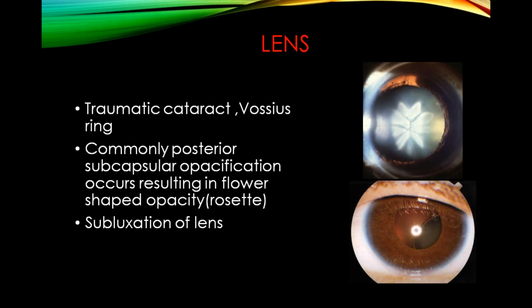Now, what can happen to the lens? If you see in this picture, there is a cataract in the lens. You can see it is in the shape of a flower. So it is sometimes also called a rosette cataract. When you see such a type of cataract in a patient, it is called a traumatic cataract or rosette cataract because it appears like the petals of a rose flower. So this traumatic cataract is one common complication which can occur in the lens of the patient.